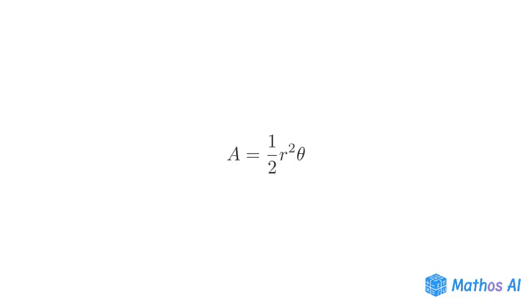Now let's find the area of the entire pizza slice, or sector. We use the formula A equals 1/2 r²θ. Substituting our values, we get 1/2 times 6 squared times π/3. This simplifies to 1/2 times 36 times π/3, which is 18π/3. And finally, 6π. So the arc length is 2π, and the sector area is 6π.